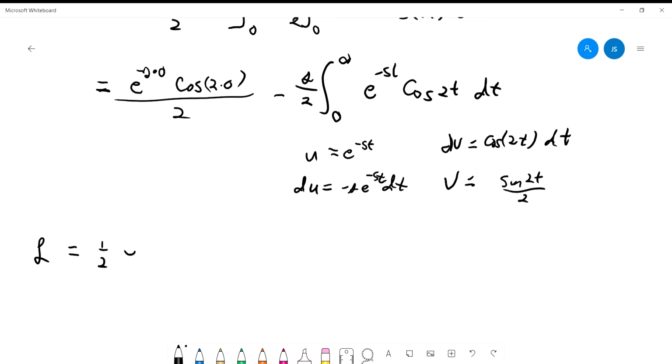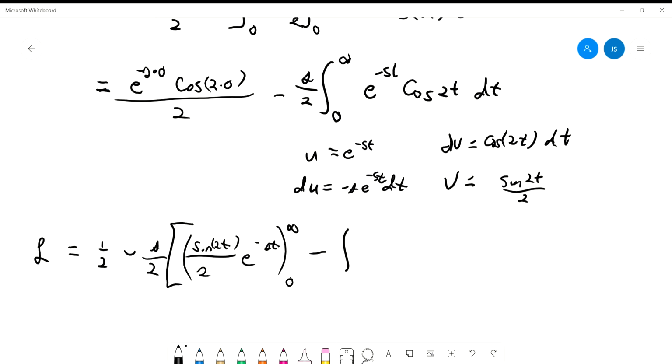minus s over 2 times the quantity. We got uv, so that's going to be sine of 2t over 2 e to the minus st, going from 0 to infinity. Minus, we're just doing integration by parts. We got the minus s over 2 on the outside, we factor that out. So now we're just writing out the integration by parts formula.